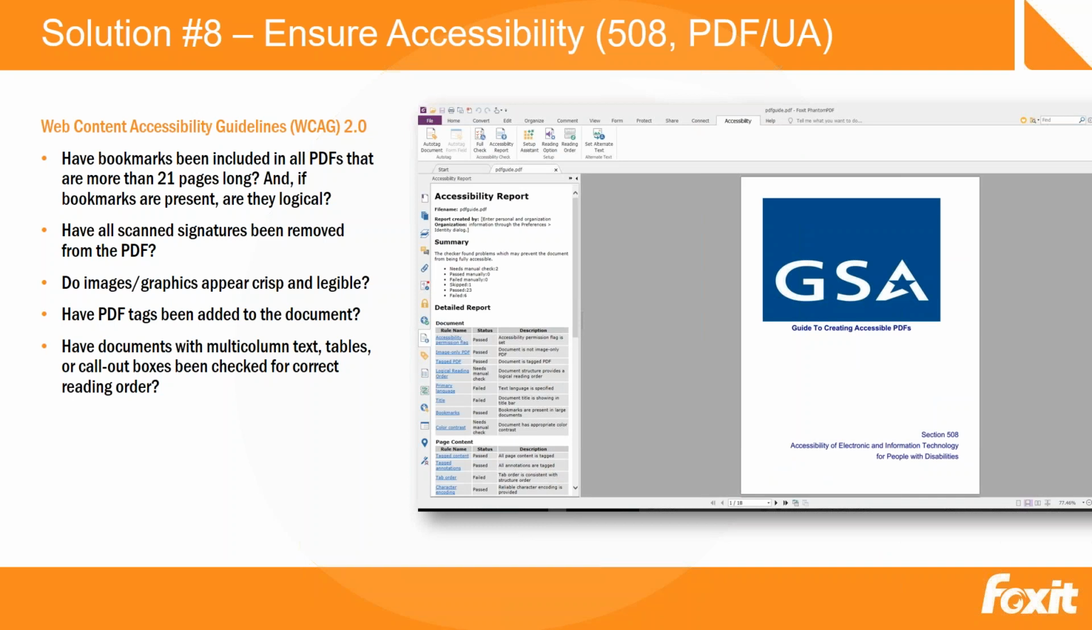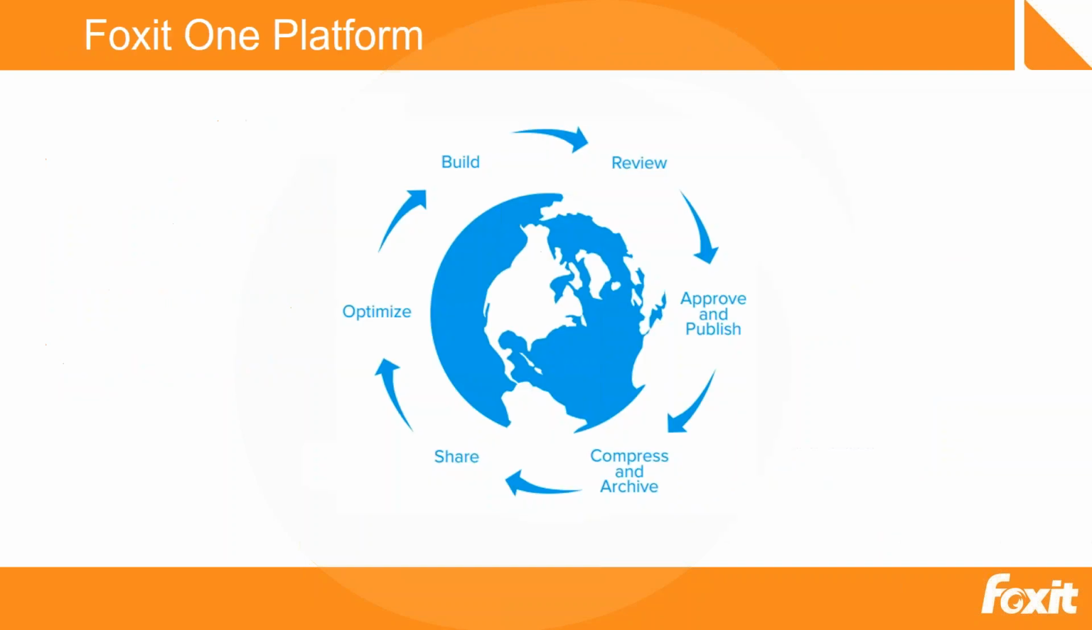Okay, so I showed you the accessibility report and the auto checking. So this is basically the summary slide. We do provide everything from building, reviewing the document, approving and publishing it and signing it, all the way out through even compression and archiving.